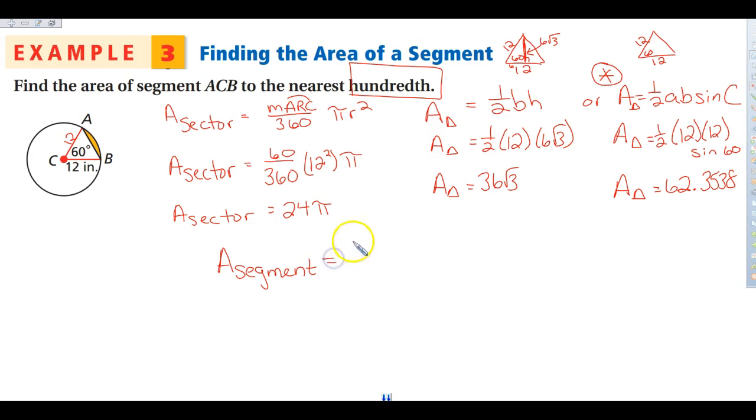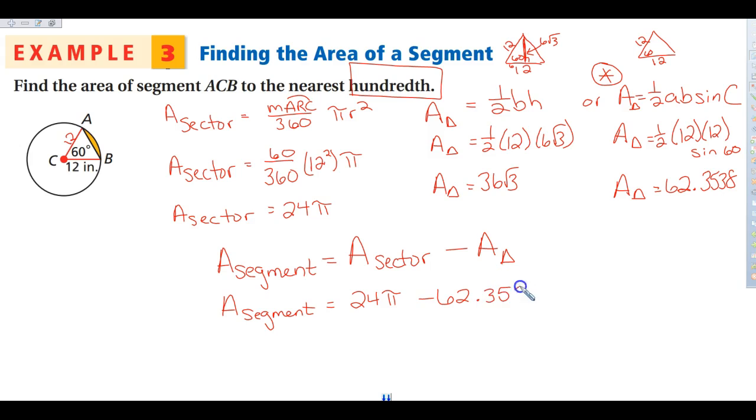we're going to take the area of the sector, and from that subtract the area of the triangle. So the area of the segment is going to be 24 pi minus 62.3538, or 36 square root 3.